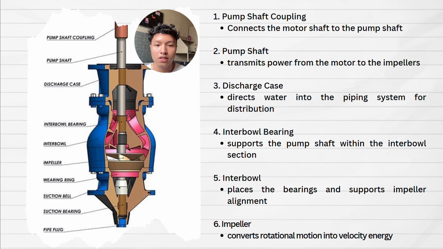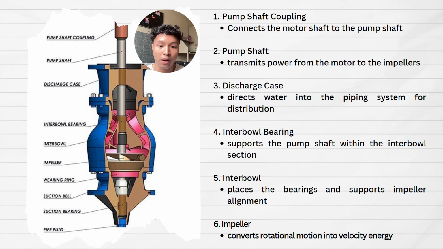A turbine pump consists of several crucial components that work together to efficiently lift water from deep sources. As we can see from the picture, we have the pump shaft coupling that connects the motor shaft to the pump shaft, and we have the pump shaft that transmits power from the motor to the impellers. We have the discharge case that directs water into the piping system for distribution.